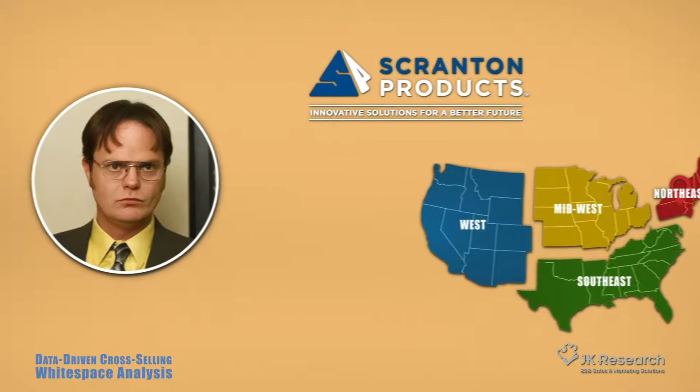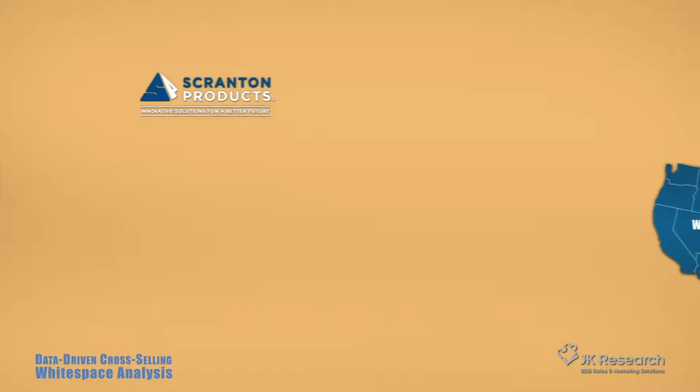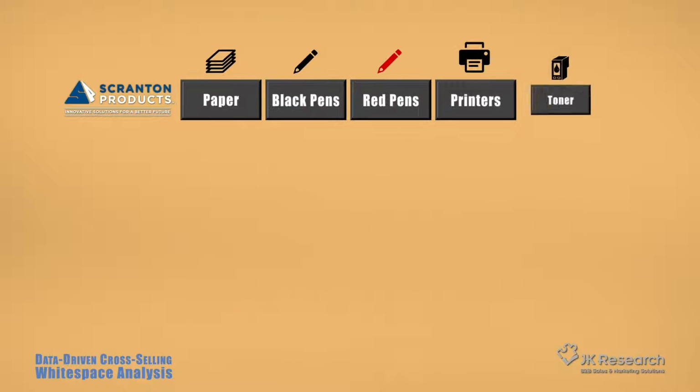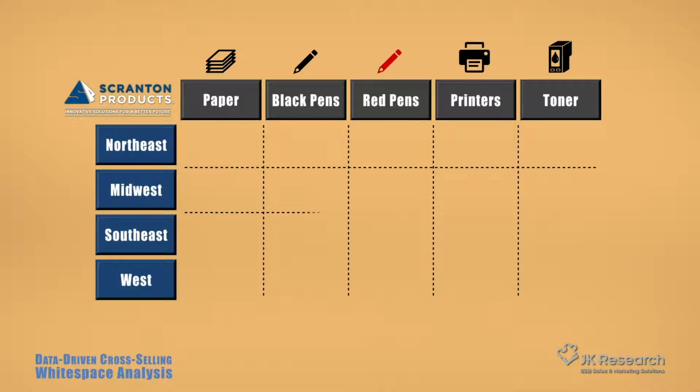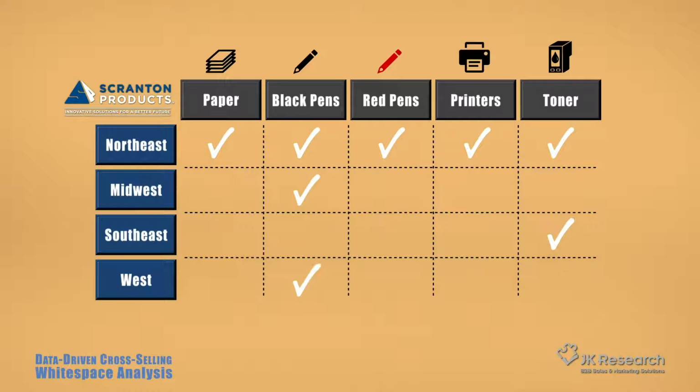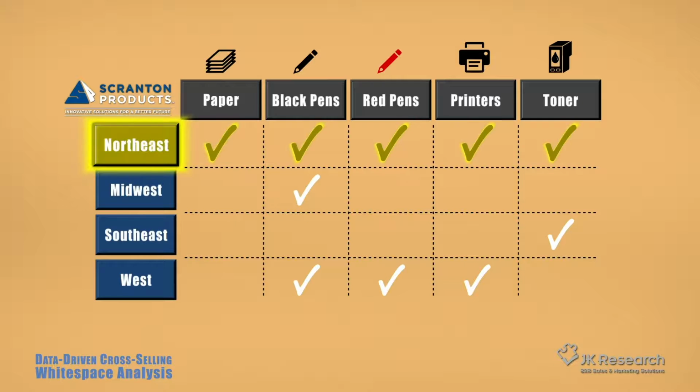Dwight starts his white space analysis by creating a grid with his products across the top and Scranton's buying centers down the left. He then draws some grid lines to make his analysis a bit easier. He puts a check mark in each box where he's selling products today. You can see that he has sold every product into the buying center in the Northeast.